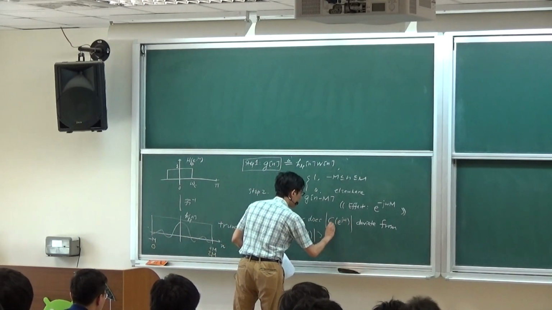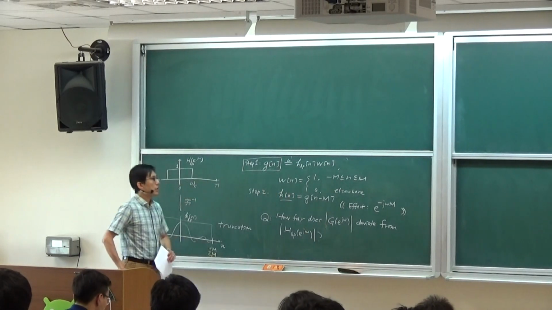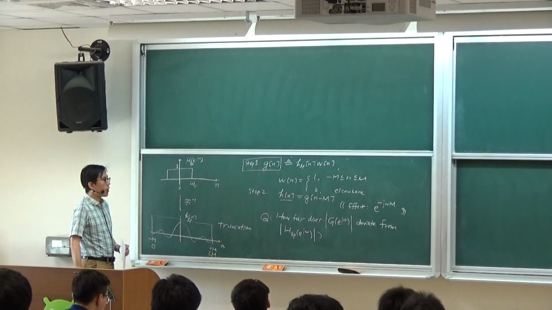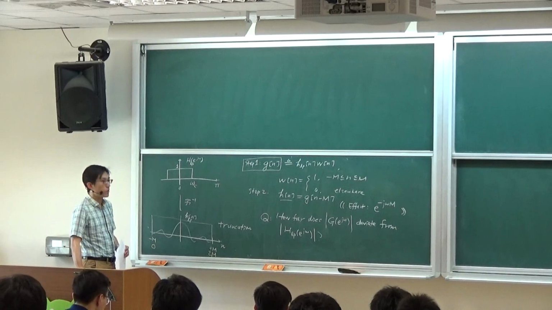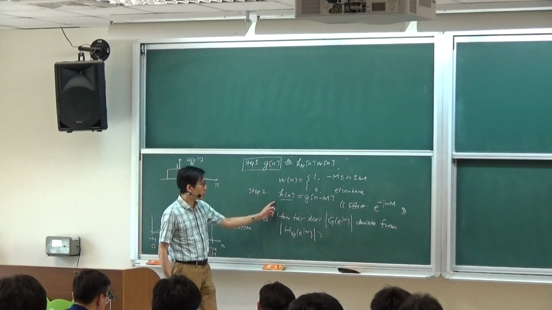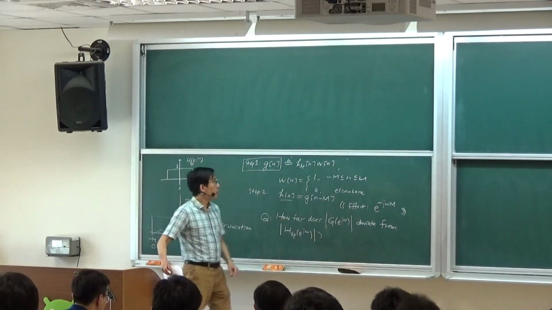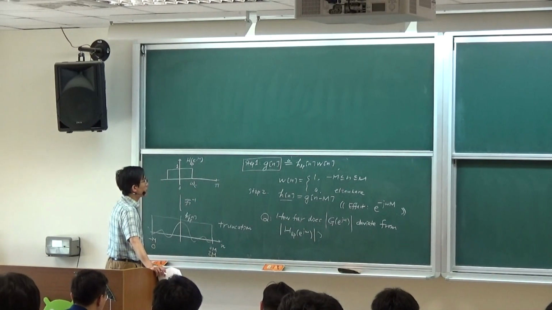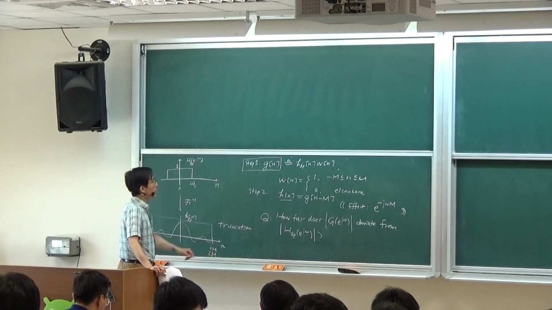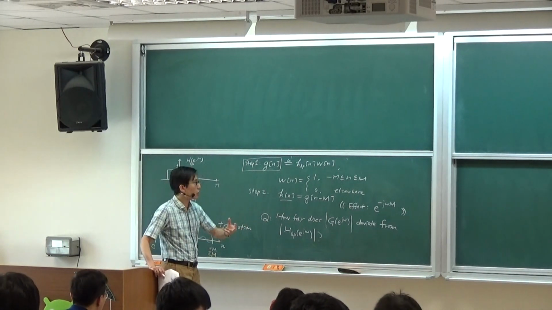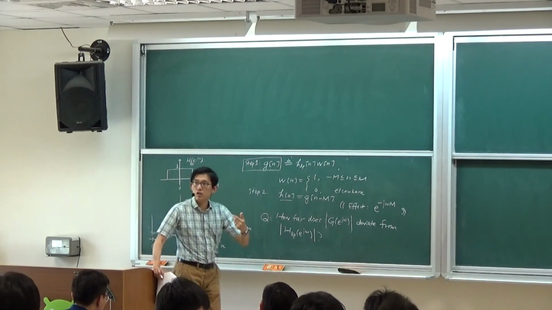How far does G, the new magnitude response, differ from the ideal response? Because the magnitude response of H is going to be exactly equal to G, so we don't need to worry about that. So how much does G differ from the ideal?